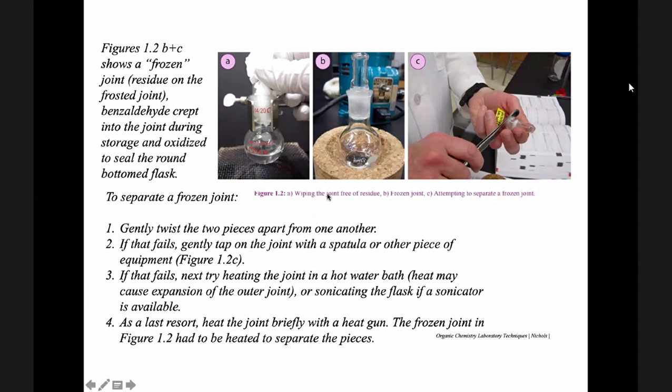Okay, as a last resort, heat the joint briefly with a heat gun to separate the pieces.